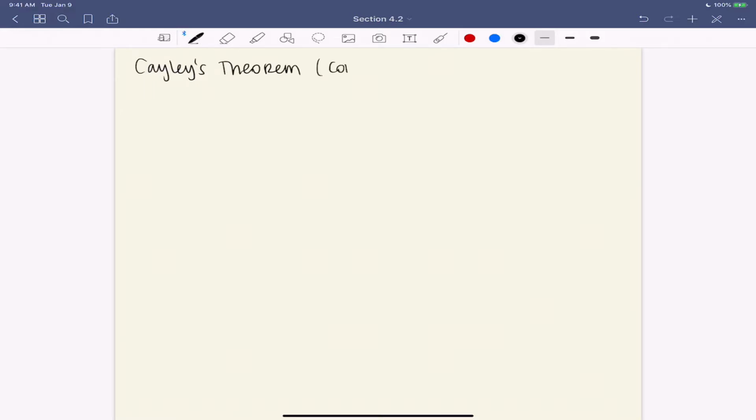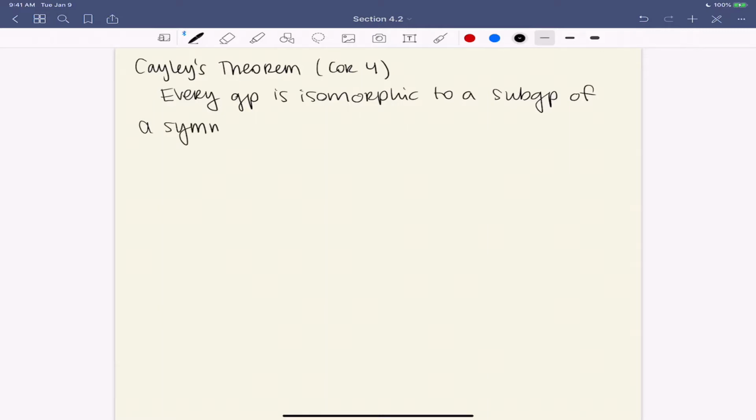which, if you're looking for it in the book, is corollary 4 of that section, which says that every group is isomorphic to a subgroup of a symmetric group. And that's via the left regular representation.